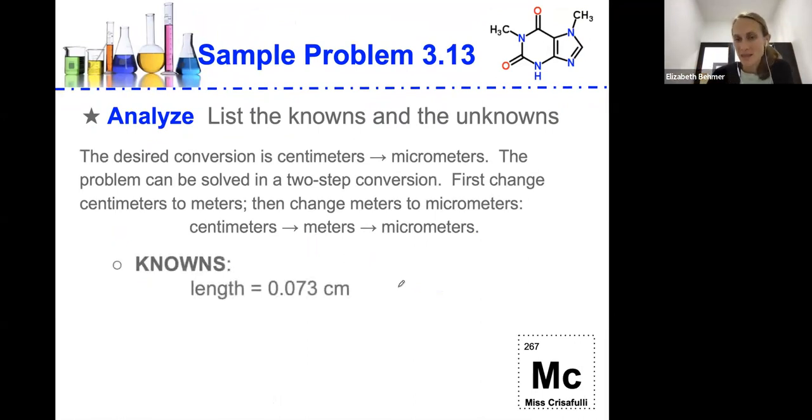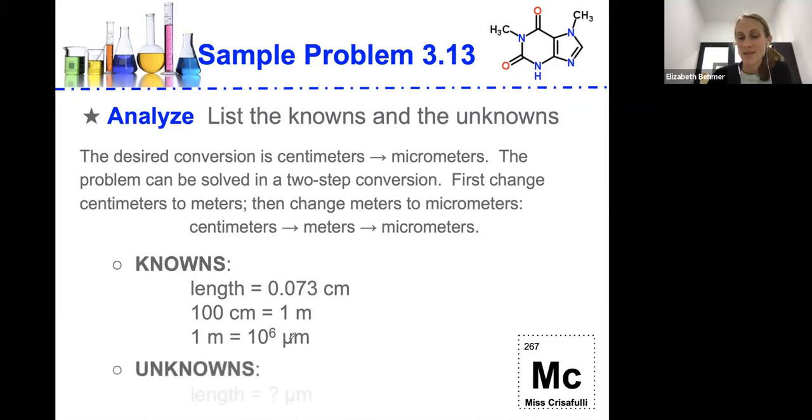The known is the length, the diameter of the sewing needle, 0.073 centimeters. And then we need to know our conversions. We know there are 100 centimeters in 1 meter, and we know that 1 meter is equal to 10 to the 6th micrometers, which is 1 and then 6 zeros. So it's 1 million micrometers. And the unknown is what we're solving for, the length in micrometers.